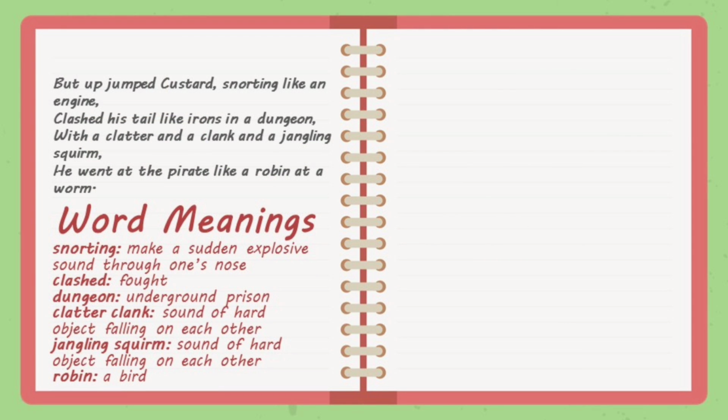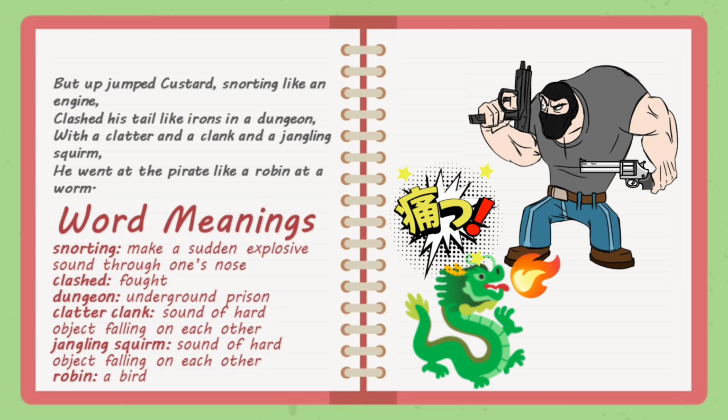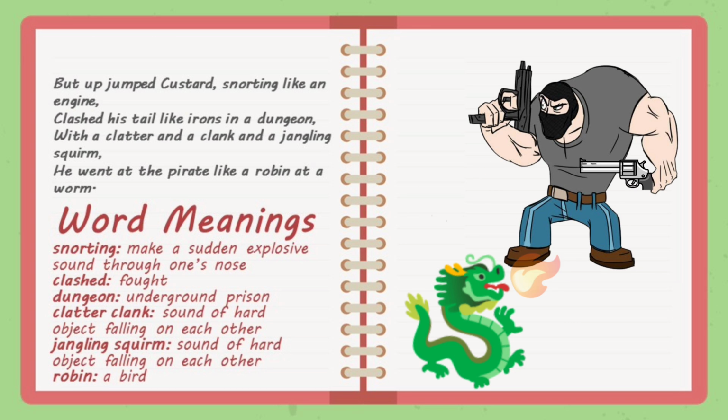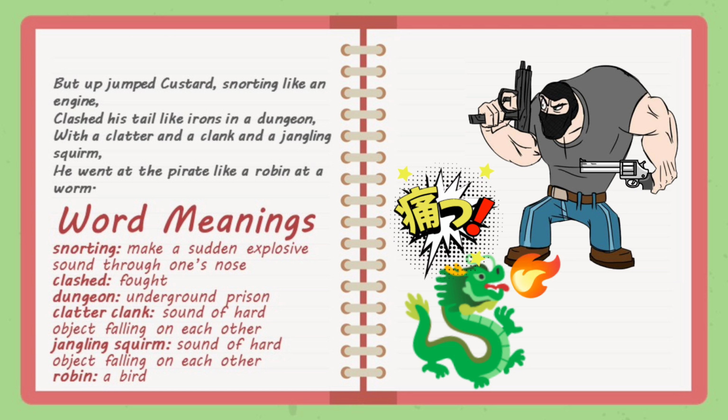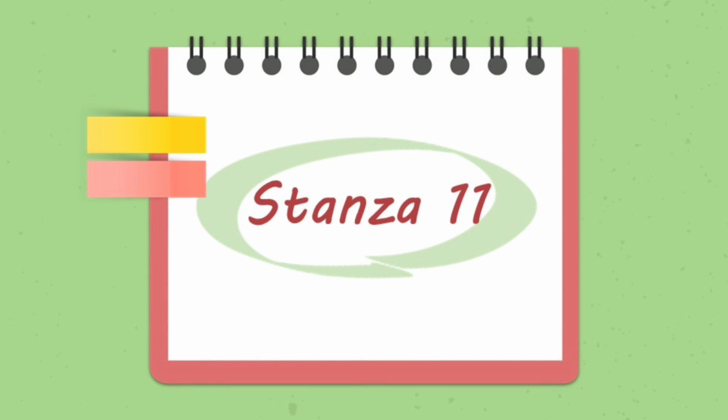It shows that, very contrary to his reputation as a coward, Custard the dragon faced the wicked-looking pirate very bravely. He snorted loudly, producing a loud sound like that of an engine. He struck the floor with his tail, producing a sound like that of iron chains hitting against each other in a prison. Making sharp, loud, ringing sounds, he twisted his body in order to attack the pirate, just as a robin bird pounces upon a worm. Moving on to the next stanza.